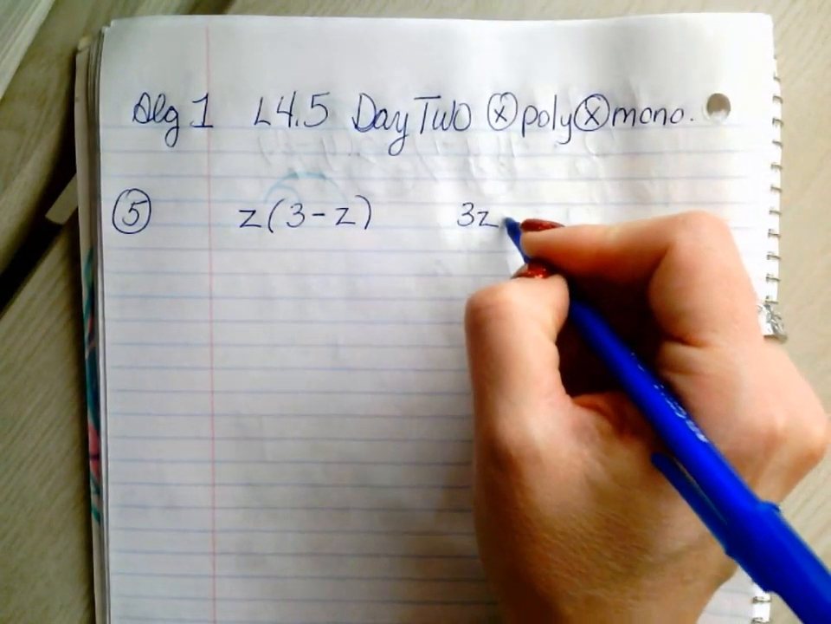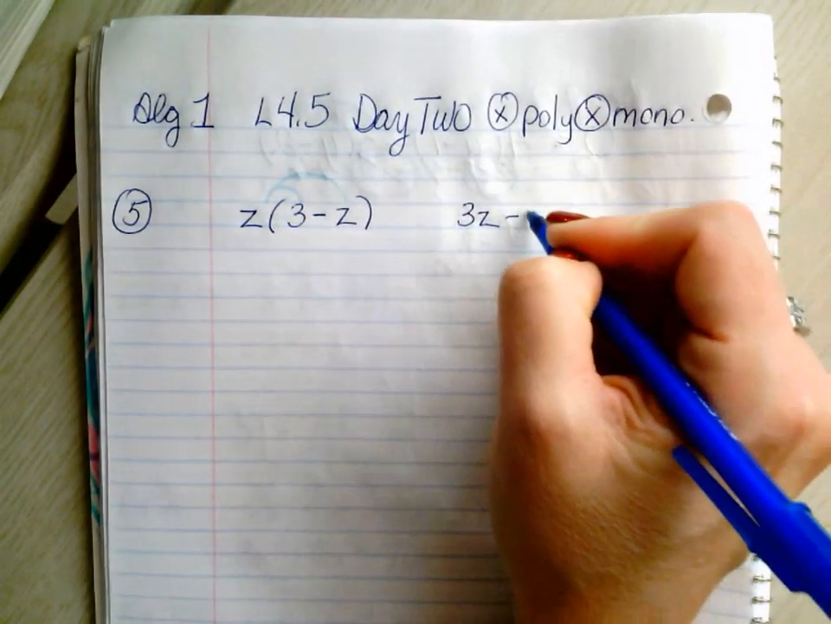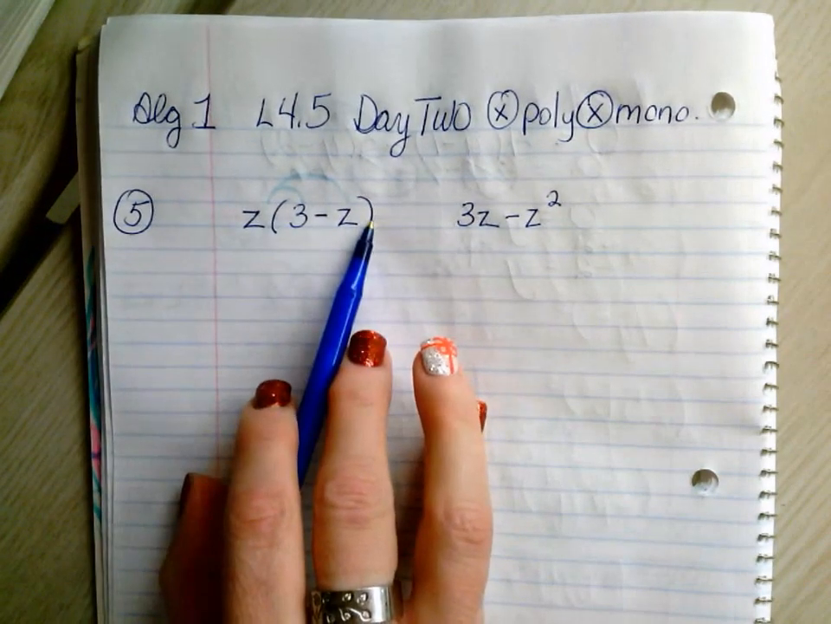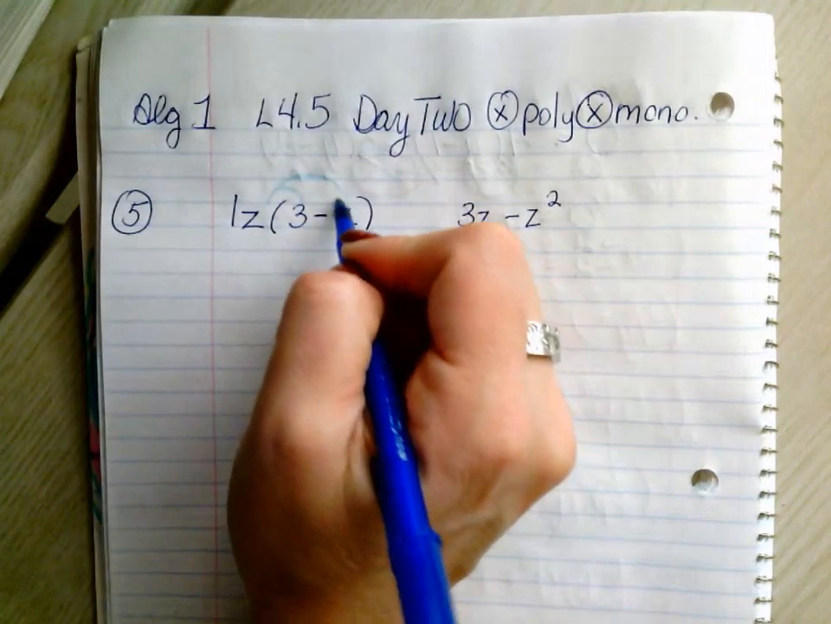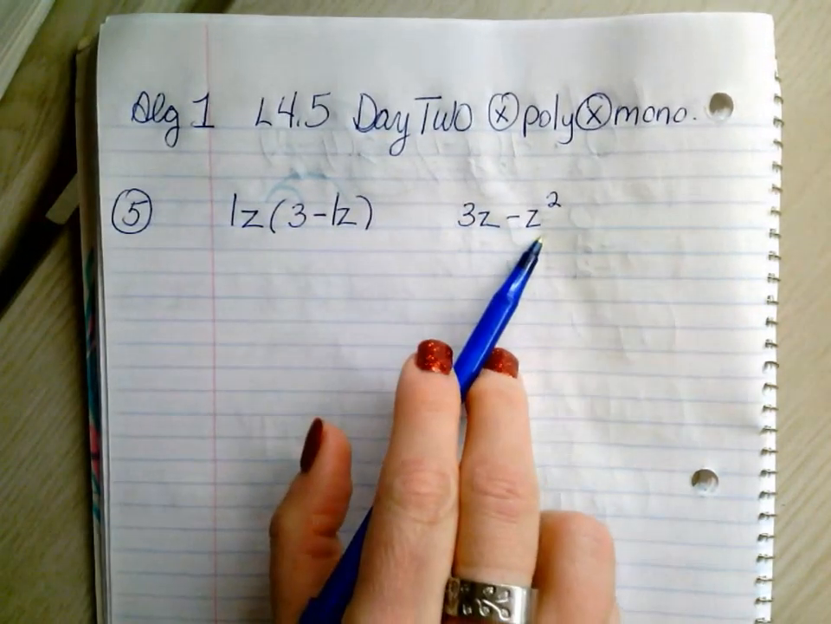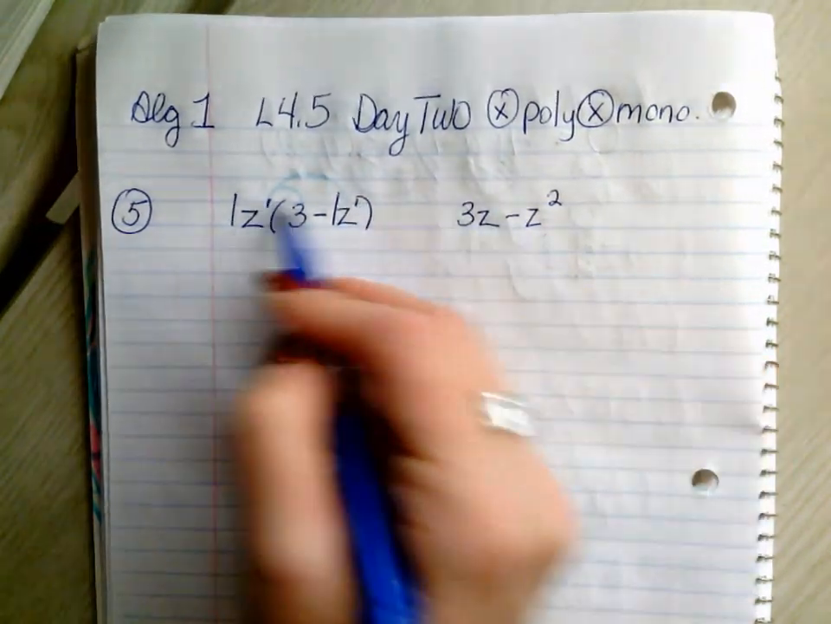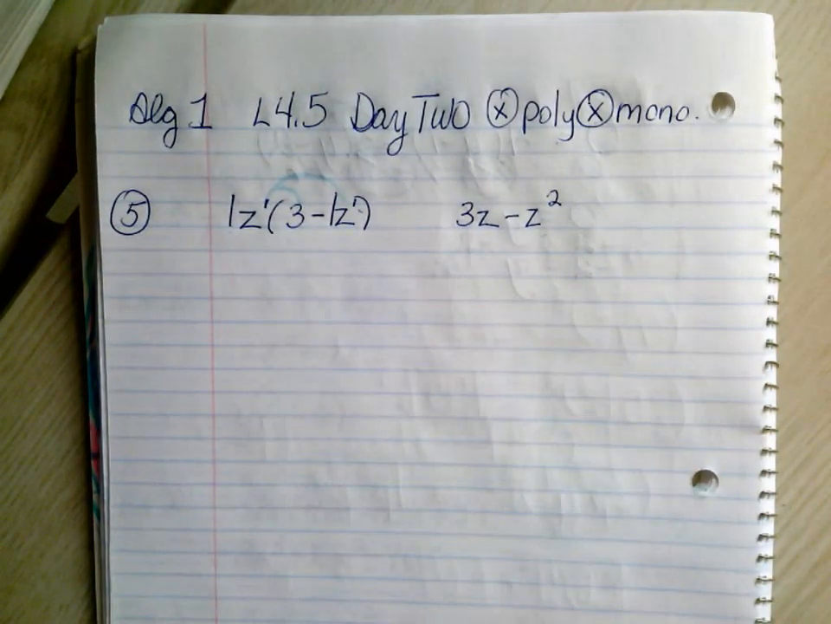What do you end up with there? Anybody know? Negative z squared. Good. Don't think this is 2z. It's not. The coefficients are 1. 1 times 1 is 1. Z to the first, add the exponents, is z to the second. Okay?